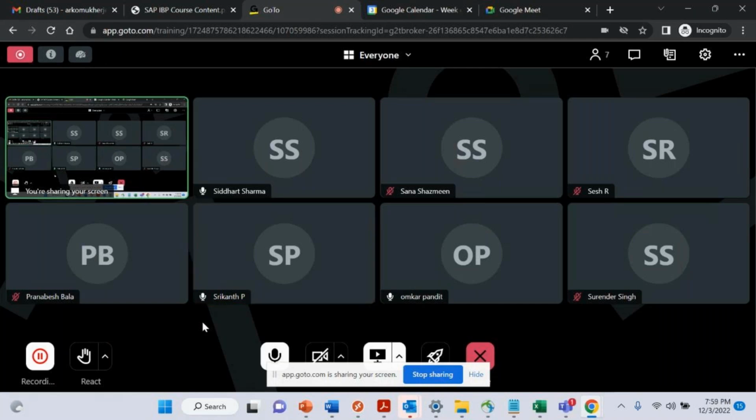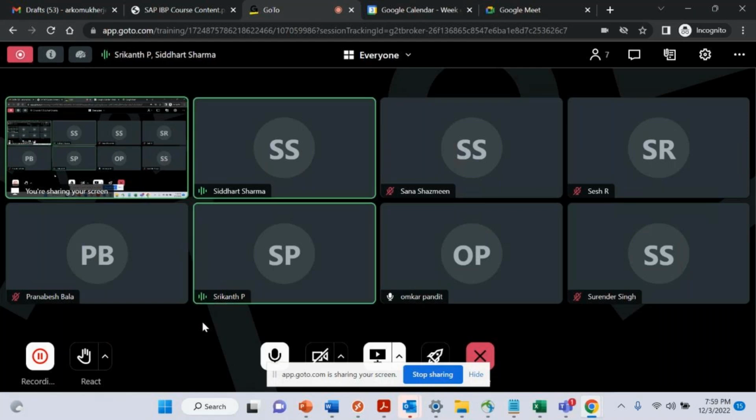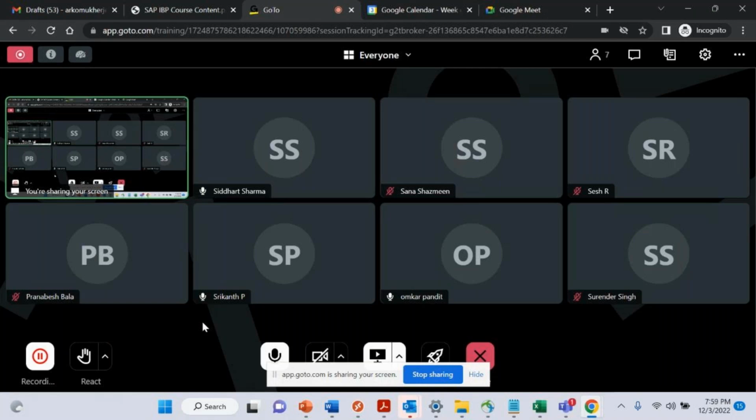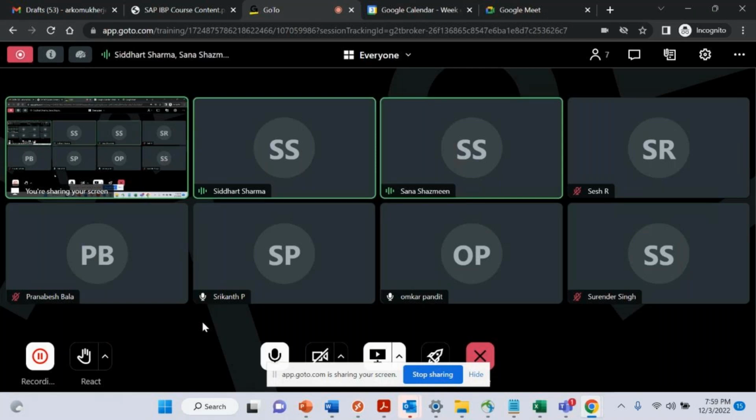Okay. So in IBP, we have what are called key figures, right? You can treat a key figure like a stakeholder of the data, like in ECC.